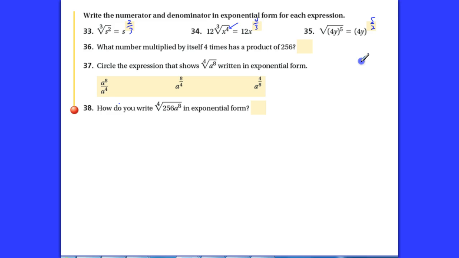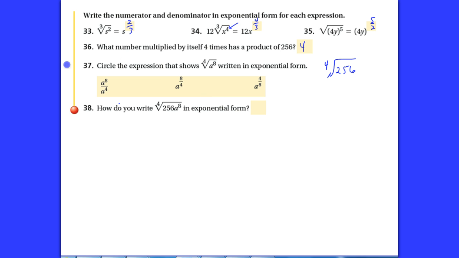So it says what number multiplied times itself has the product of 256, and I already know what that is. What you might try on your calculator is the 4th root of 256 and see if you get the same answer as I got, which was 4. Okay.